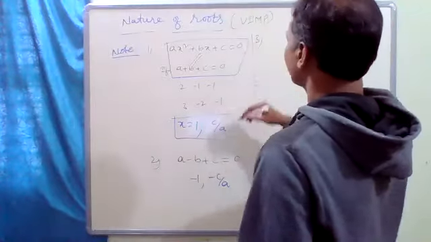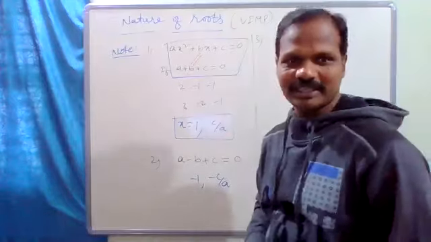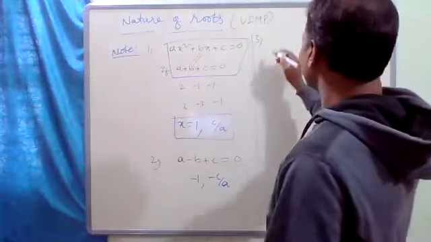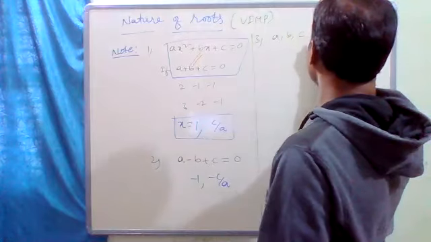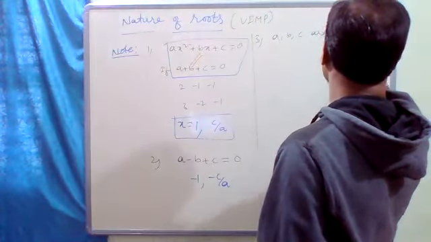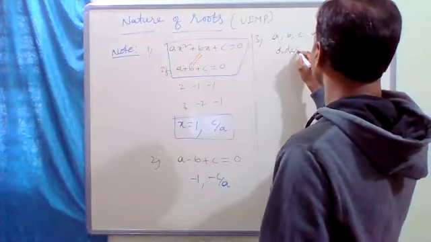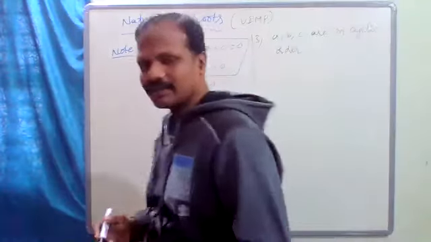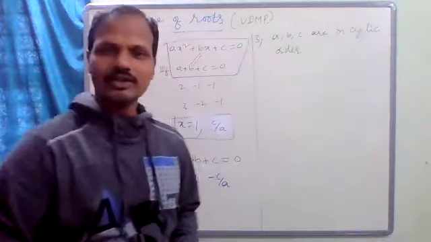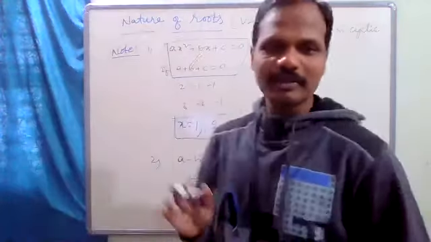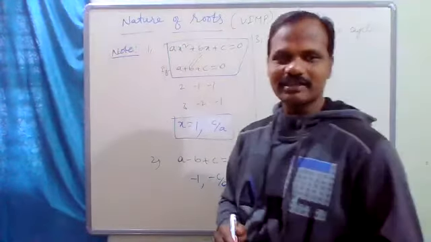In the same quadratic equation ax² + bx + c = 0, if the coefficients are in cyclic order, that means a, b, c are in cyclic order, what can you say about the roots? So what is the meaning of cyclic order?